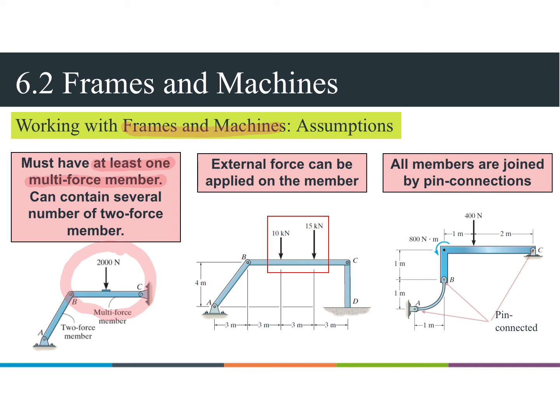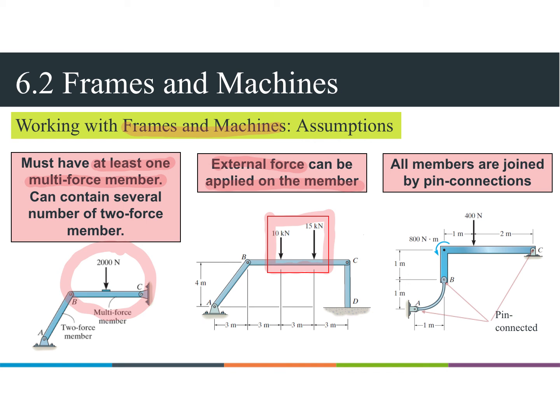The second one is that external forces can be applied on the member, not only at the joint. In the previous topic, trusses, we had forces applied at the joints. Now we focus on forces applied on the member. This is the second condition.